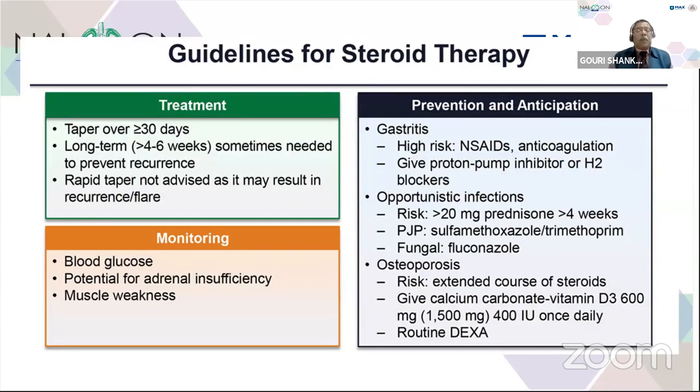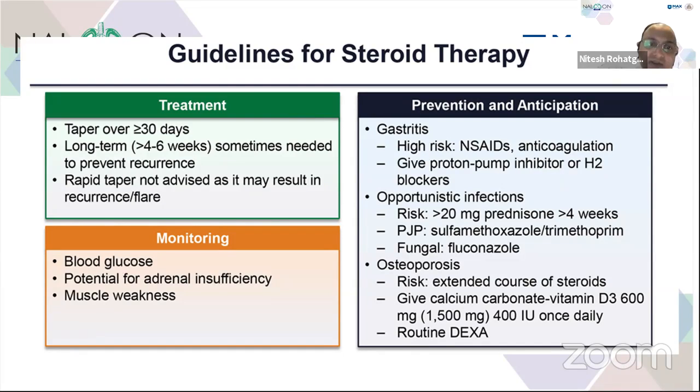For steroid therapy, whatever dosing you're using, remember you have to taper over greater than 30 days. Long term is required. Don't try a short term, you might create problems. Rapid taper is not advised. Monitor blood glucose and potential adrenal insufficiency and muscle wasting. As anticipated, whenever you're using steroids, you're going to have gastritis or opportunistic infection. So prophylactic antifungal and prophylactic sulfamethoxazole-trimethoprim is important.